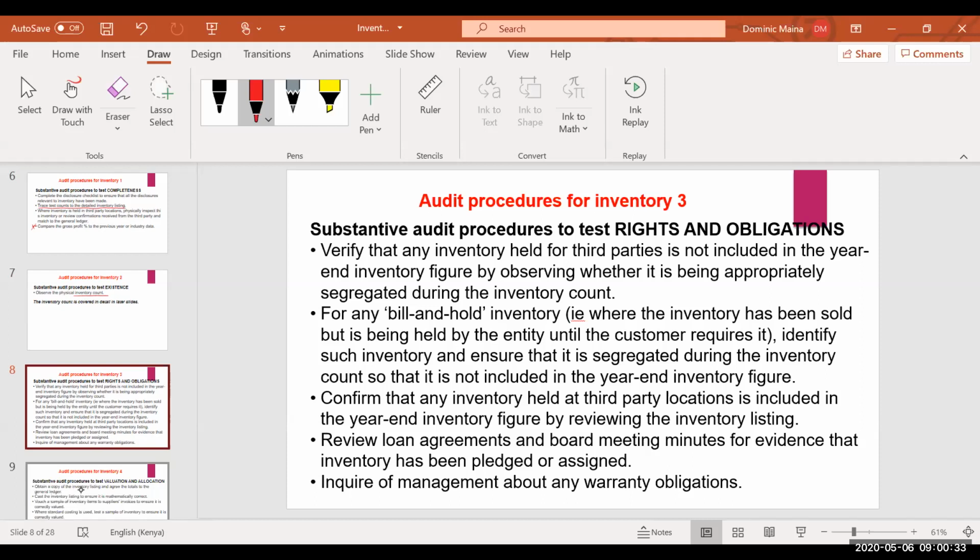Now, as an auditor, you want to assess whether this company has the right to the receipt of that cash in future from the sale of that particular inventory. That's what you want to verify. The procedure you can do is verify that any inventory held for that party is not included in the year-end inventory figure. We've just said that if the client has some inventory and they made a sale, let me go back to my board to illustrate that point.